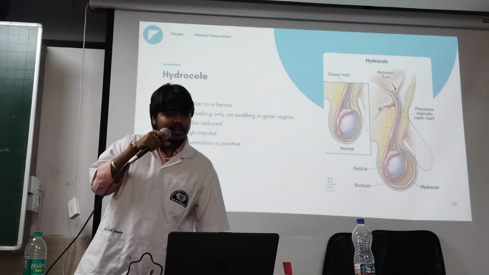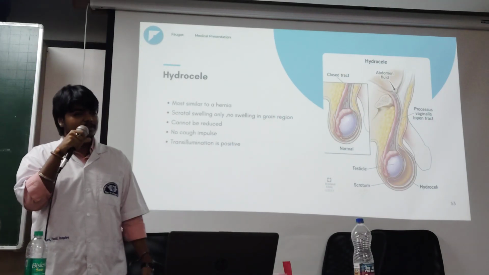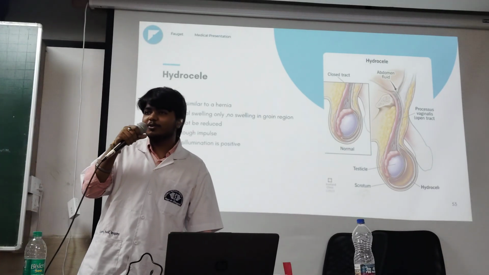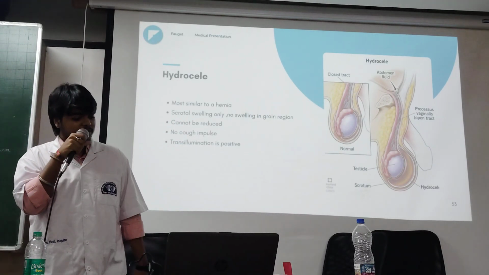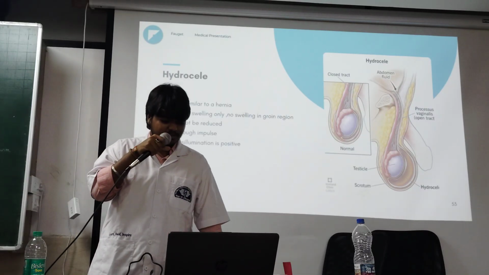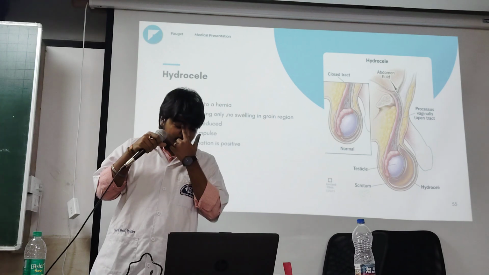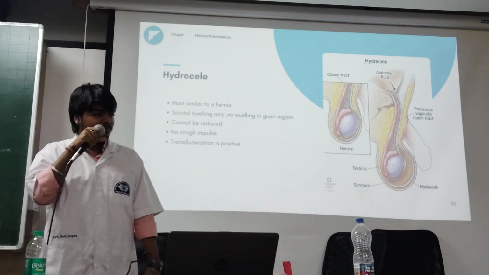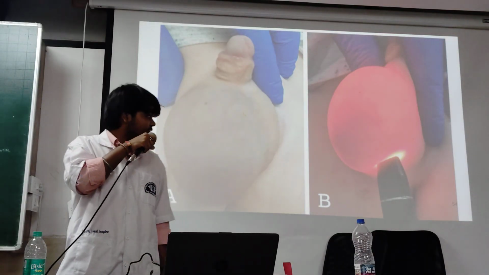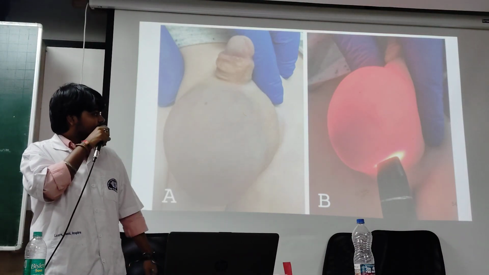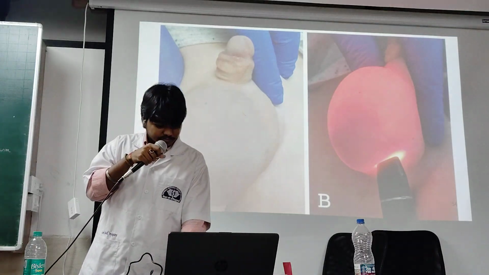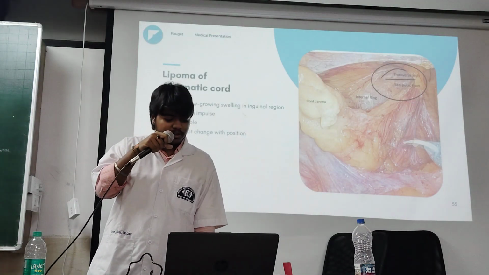The next is hydrocele. Hydrocele is one of the conditions most similar to hernia. Hydrocele literally means a water tumor. In this, there is fluid filled in the tunica vaginalis layer of the testis. It is easily differentiated from inguinal hernia by transillumination, in which transillumination of the testis is seen in case of hydrocele.